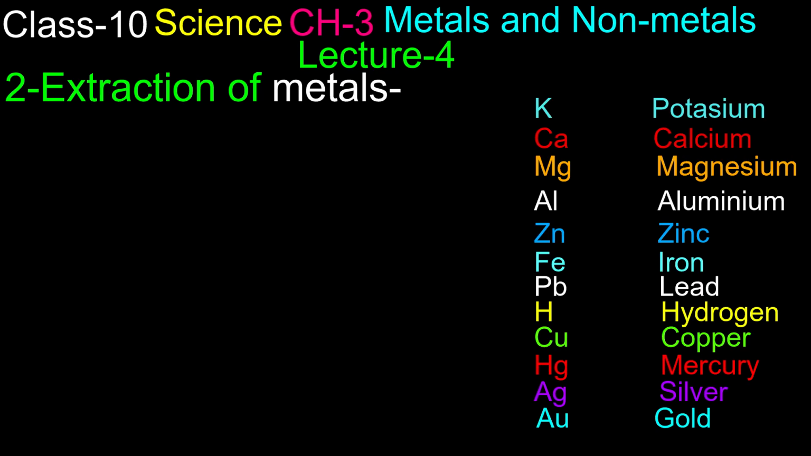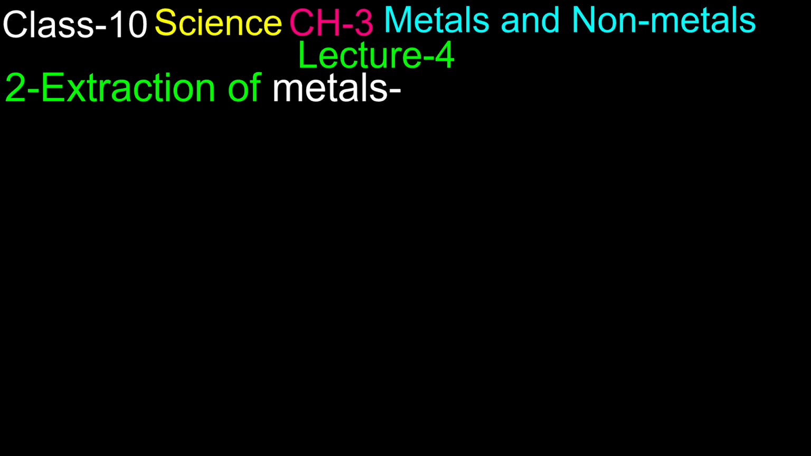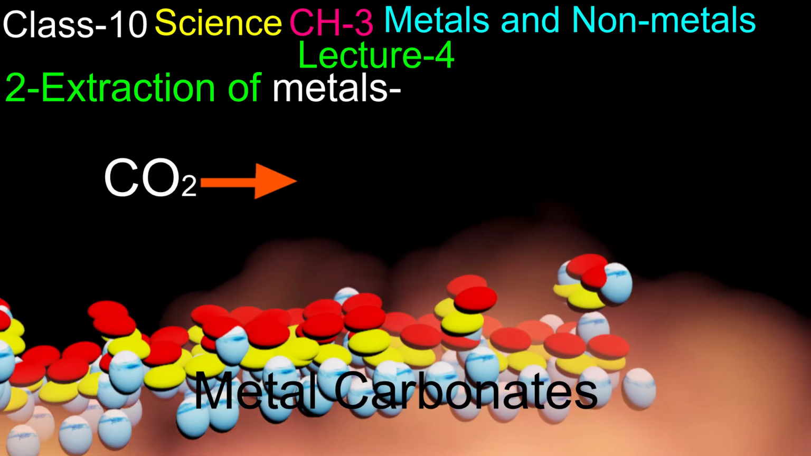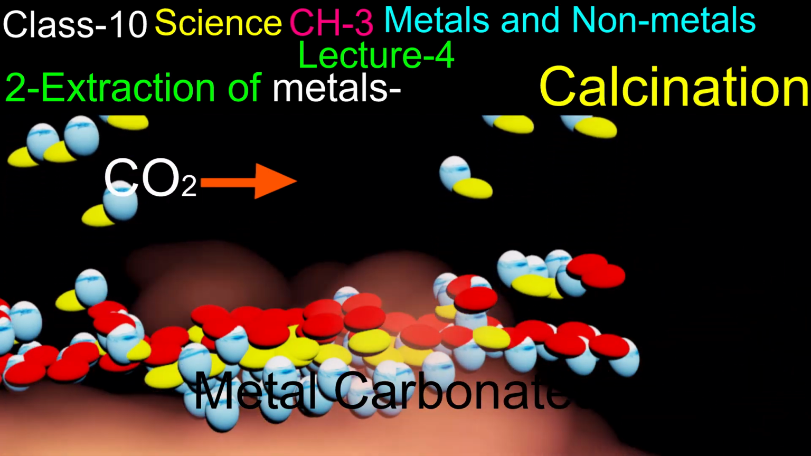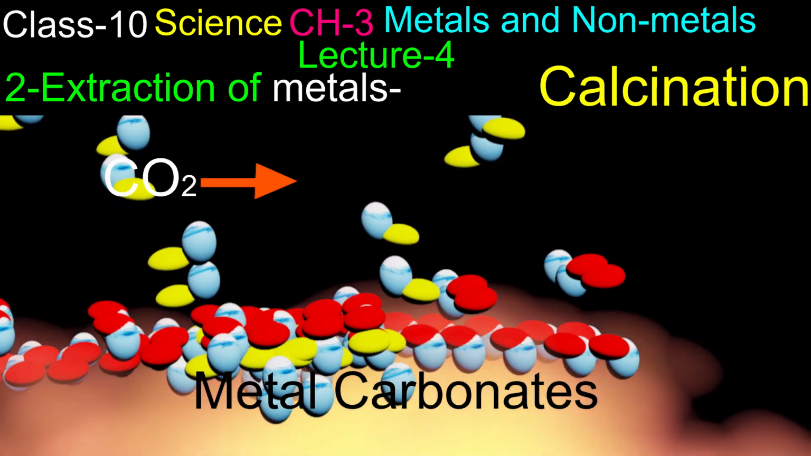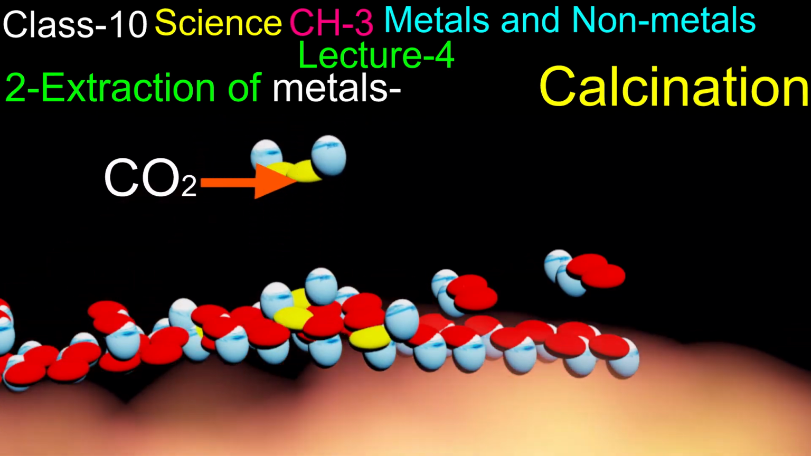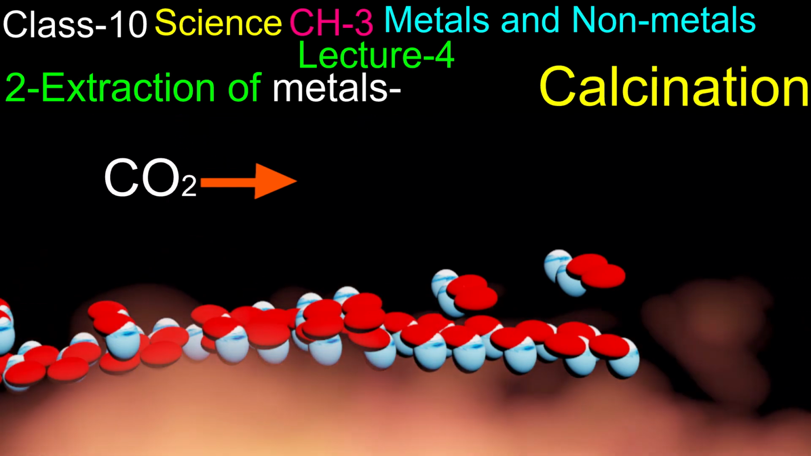Extraction of metals other than those on the top of the reactivity series, the ore is first converted into an oxide if it is other than the oxide. Some metal ores are carbonates. Most of the metal carbonates are not much stable to heat. They are heated in absence of air to decompose into carbon dioxide and metal oxide. This process of heating an ore in absence of air is called calcination.